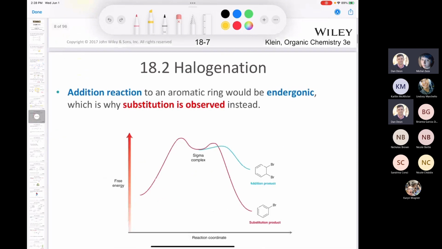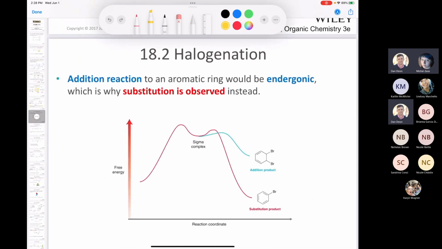Well, if we just think about the free energy of the process that's occurring here, we're starting out with benzene, starting out with our aromatic ring here, and then we look at the activation energy to make the substitution product versus the addition product.